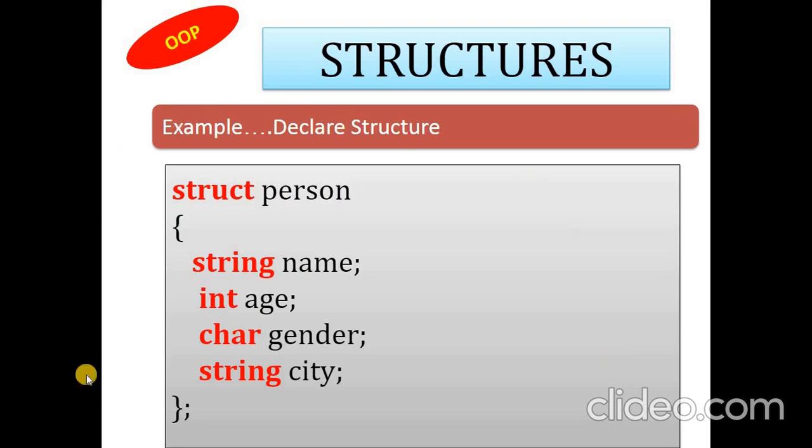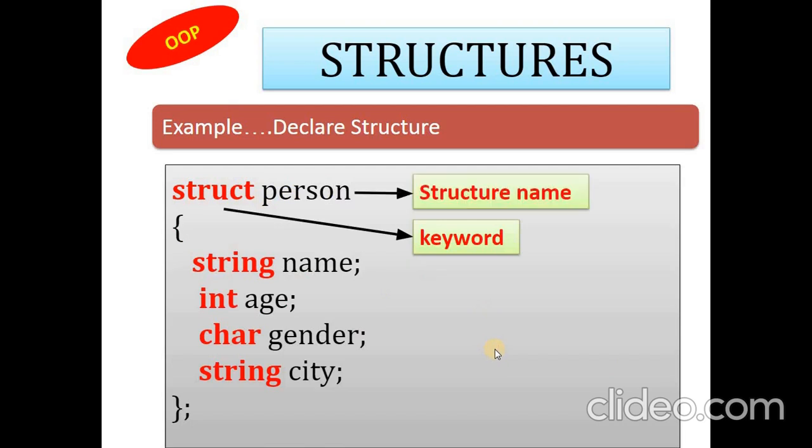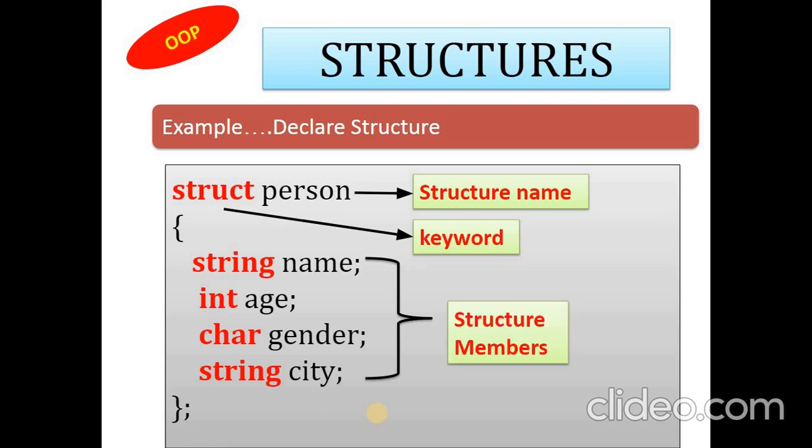So you can see this example of a structure where I have written struct, which is considered a keyword. After that, you have to write a structure name. Inside the curly braces, you have a semicolon at the end of the structure, which indicates that the structure declaration is over. And inside the structure declaration, you have name, age, gender, city, which are considered structure members.